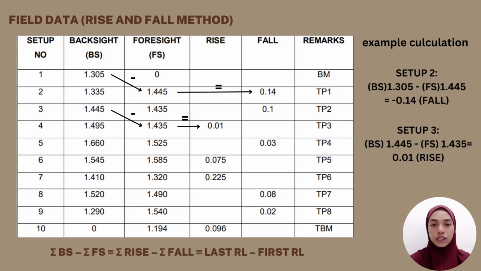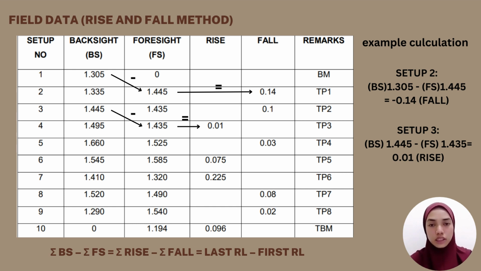Okay, for the calculation in this lab, we just need to find the rise and fall after we get the backside and front side data. We have 10 setups, and we put all the backside and front side data here. For the rise and fall calculation, the formula is backside minus front side. So we will get the answer.